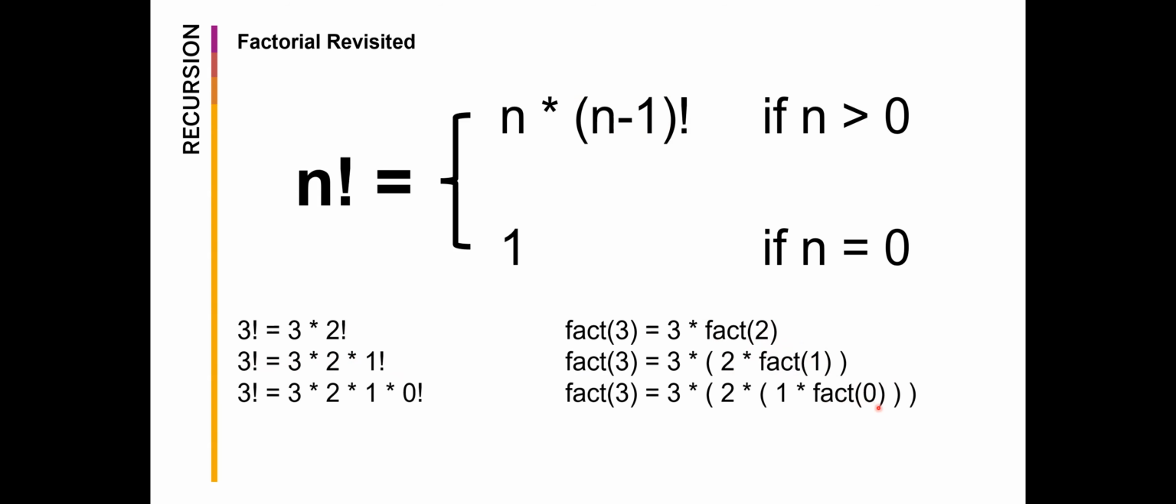Once it reaches this state, it will fall under the second case, which is n equals 0. So now we arrive at 1, times 1, which is still 1. Now multiplied by 2, multiplied by 3, then we arrive at the same answer, which is 3 factorial equal to 6. Does this make sense? Is this clear?